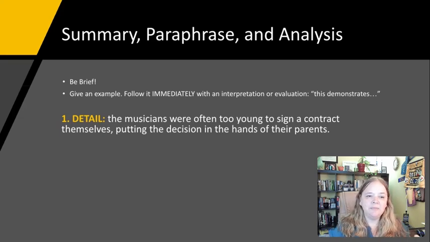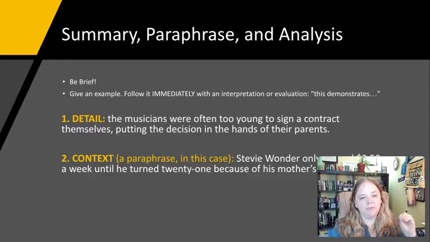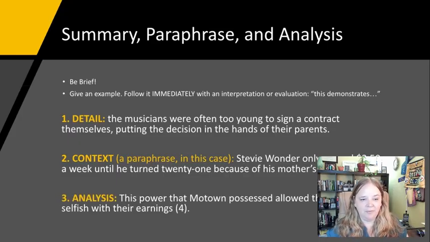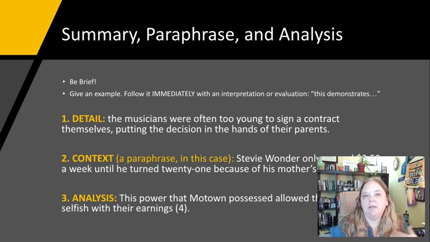So here we have some detail. The musicians were often too young to sign a contract themselves, putting the decision in the hands of their parents. Now we're going to throw in some context. This is the evidence. Stevie Wonder only earned $2.50 a week until he turned 21 because of his mother's signature. Now we're going to follow it up, again, that second anchor, with some analysis. This power that Motown possessed allowed them to be selfish with their earnings. So we're making an educated assumption here that because this was happening, Motown was using this as a form of power, right?